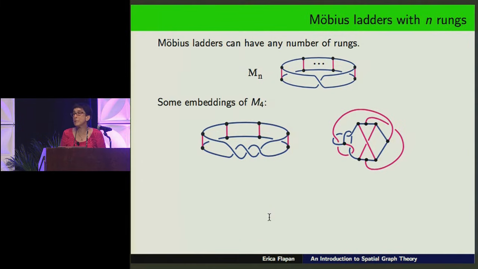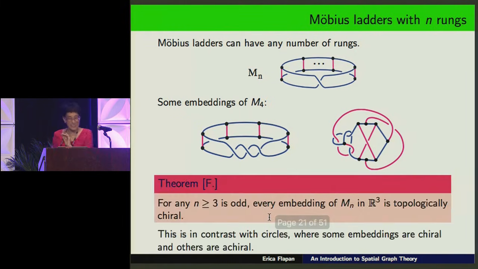But in fact, Mobius ladders can have any number of rungs. And here I've got a picture of some embeddings of M4. So Mn, n represents the number of rungs. So M4 has 4 rungs, and we have 2 different embeddings of it here. And so we can ask the question about Mobius ladders more generally. Are they the same as their mirror image? We had seen that for... well, no, we hadn't seen that yet. Okay, let's keep going. Sorry.